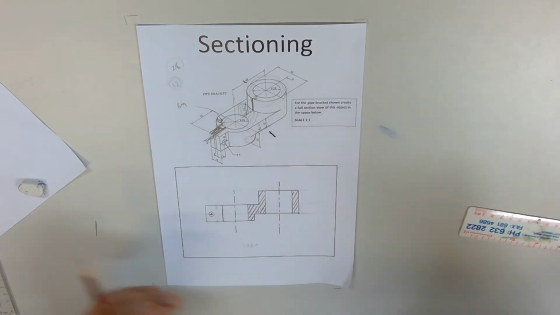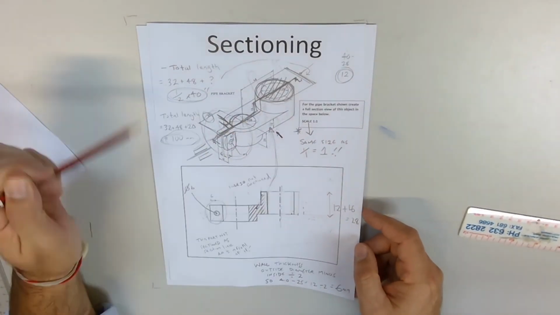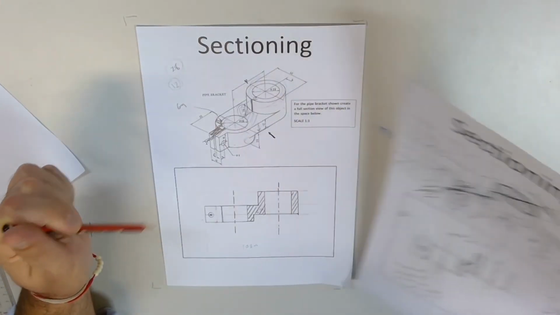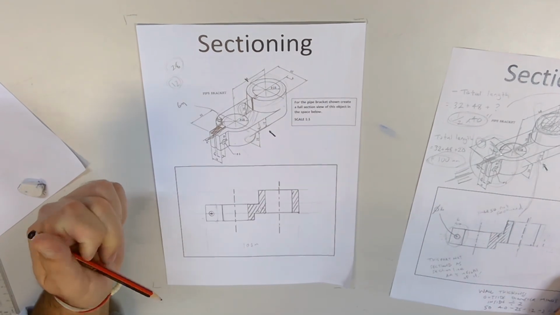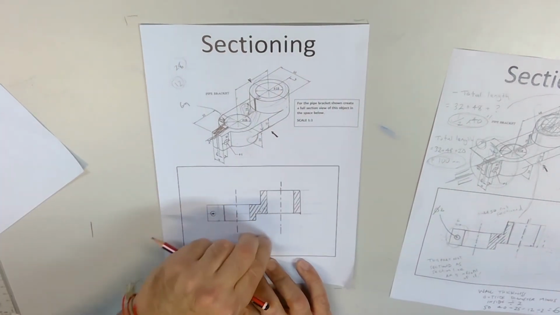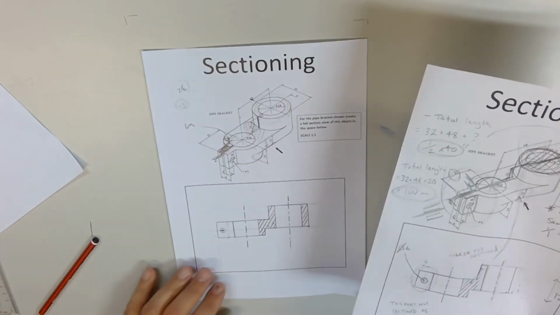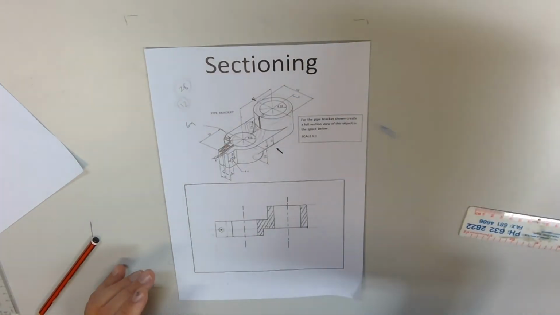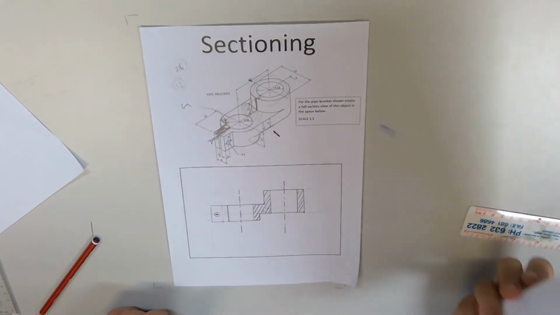So I will upload both these pages, both of this nasty working out that I've done, and this finished drawing, and you can have a look at it, and if you can see anything wrong with it, by all means let me know. But I think that's very close to what a correct solution would be. Thank you.